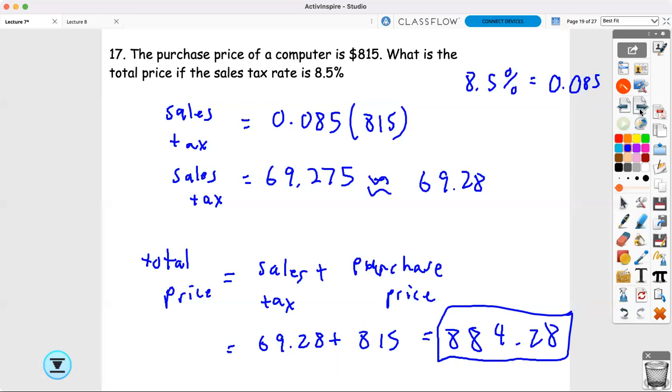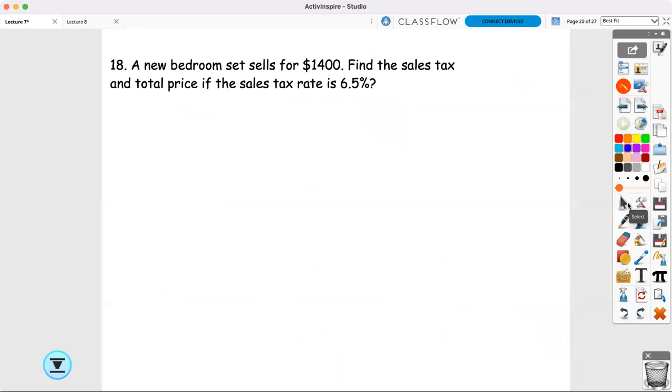All right, moving on. Number 18, a new bedroom set sells for $1,400. Find the sales tax and total price if the sales tax rate is 6.5%. Give you a second to write that down.